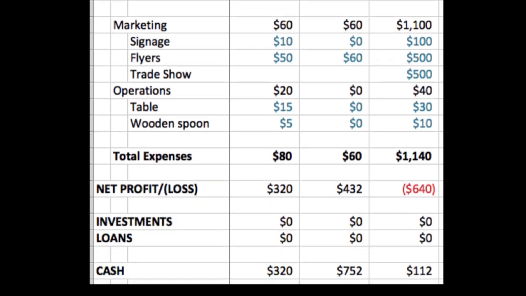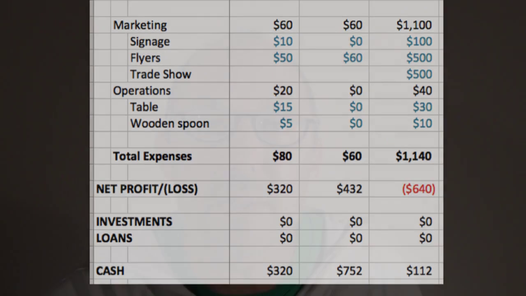But the interesting part, the reason why I boosted the sales so high to show this, well, we had the money in the bank. We had over $700. We lost less than $700. And so we're left with $112 in the bank. We're just fine. We could afford that investment. But as we'll see, you can't always do that.